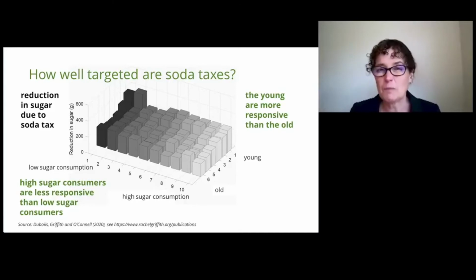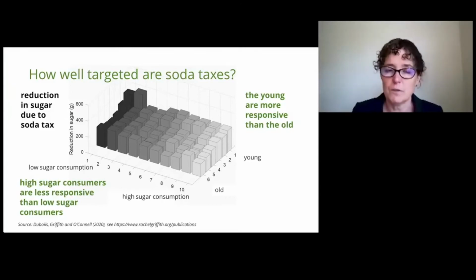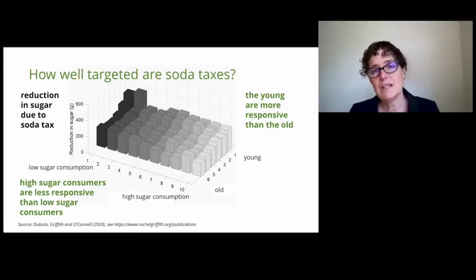That's perhaps not surprising when we look at what's driving that. It's that the high sugar consumers have very strong preferences for sugar, so it takes a lot to shift them away. If we look in the age distribution, however, we see better news in that it's the youngest consumers that respond by the most. They're more price sensitive. That's even conditional on income. And so that's good news because we think that they are probably the consumers for whom the internalities are highest.